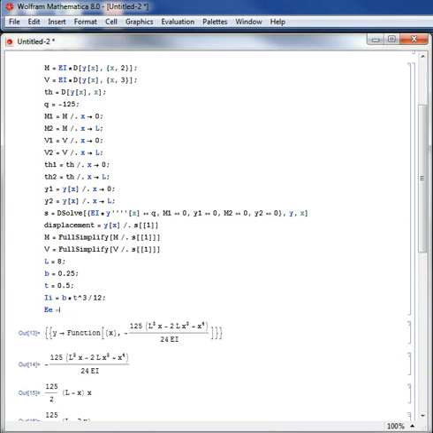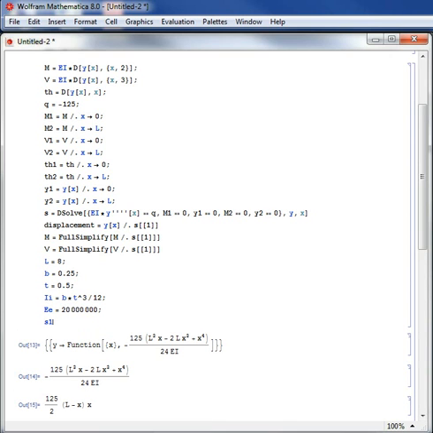Young's modulus is given as 20 gigapascal, and I'm going to use kPa. S11 will be given as negative the moment multiplied by x2 divided by I.